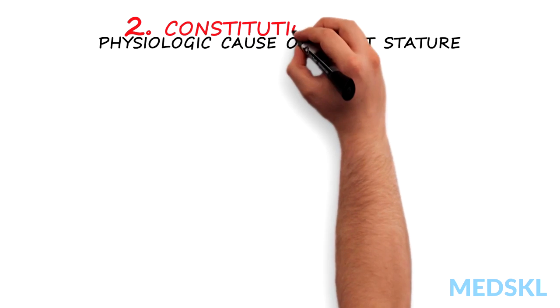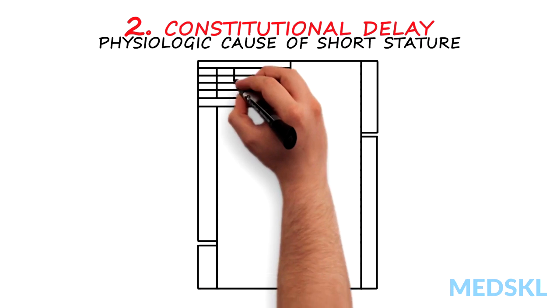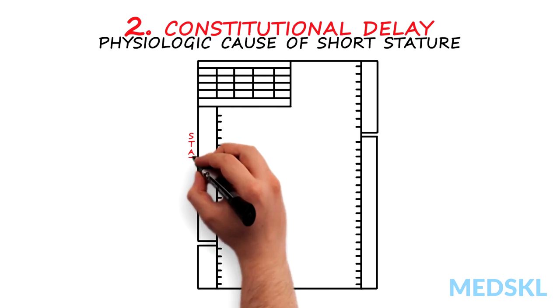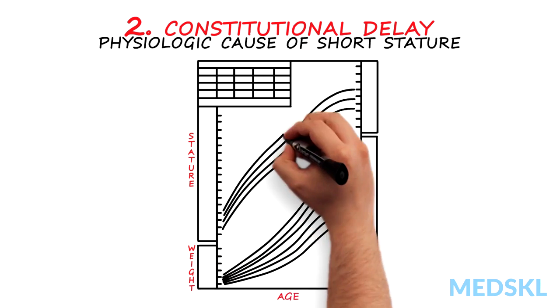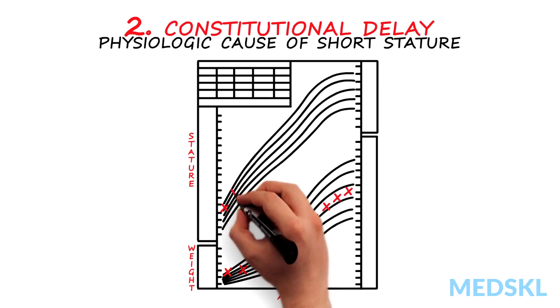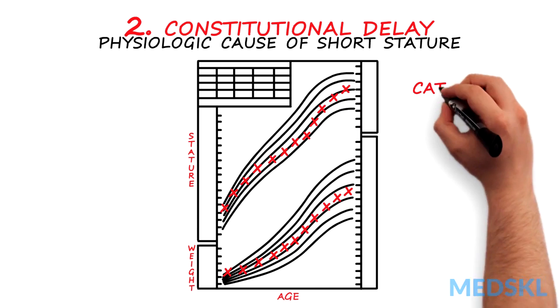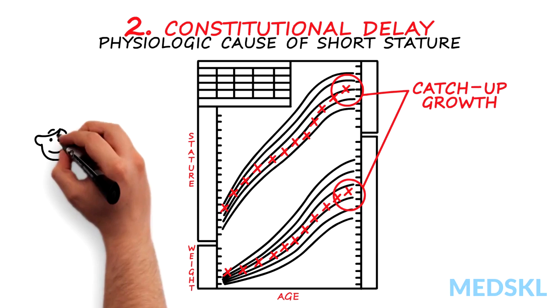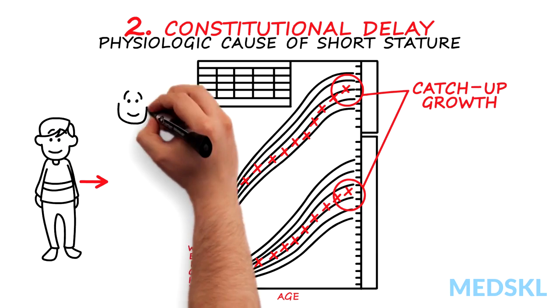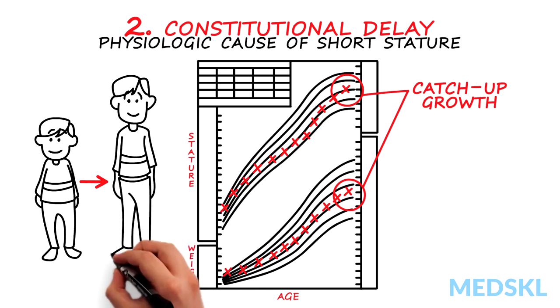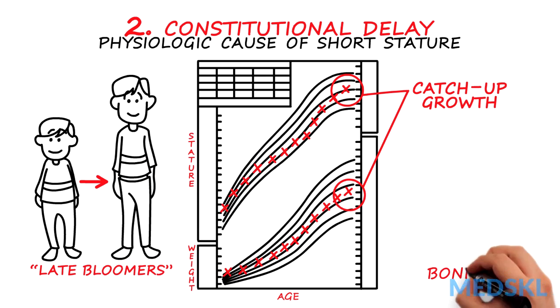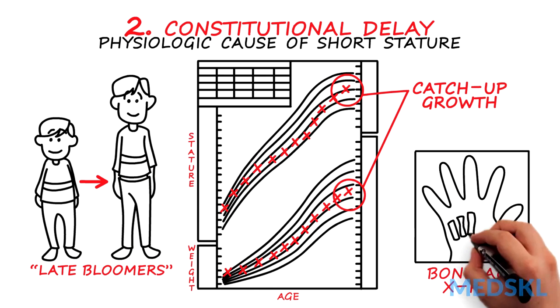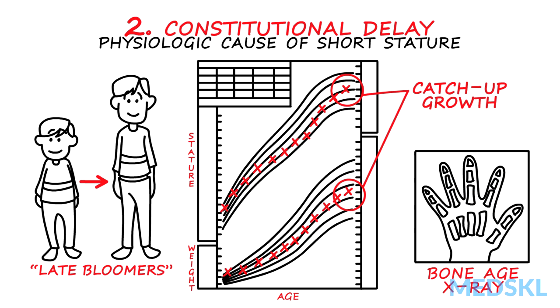This second pattern shows another physiologic cause of short stature, constitutional delay of growth. This is when a child's growth curve decreases during adolescence before exhibiting catch-up growth later. Constitutional delay of growth can run in families, and parents often report being late bloomers. A bone age X-ray can aid in determining a patient's future growth potential.